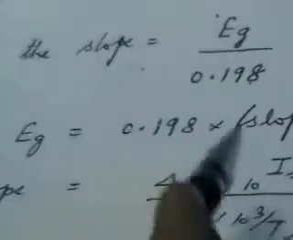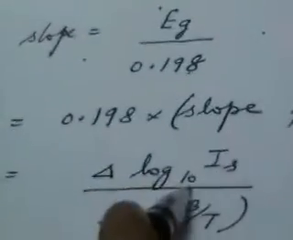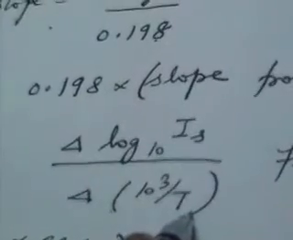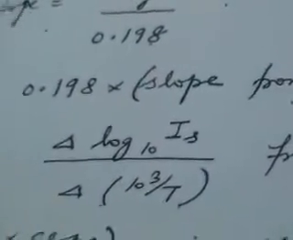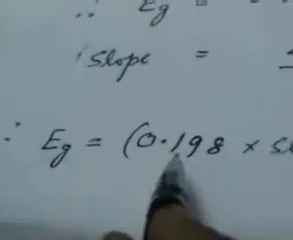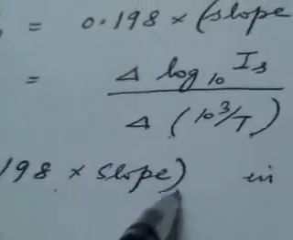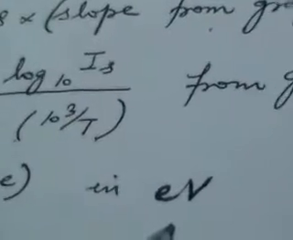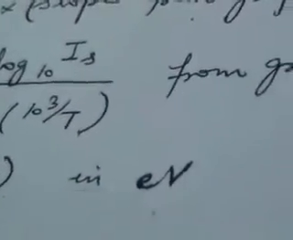The slope from the graph will be delta of log Is to the base 10 divided by delta of 10 cubed by T, and hence the value of Eg is 0.198 into slope, and it will yield the value of band gap directly in electron volts.